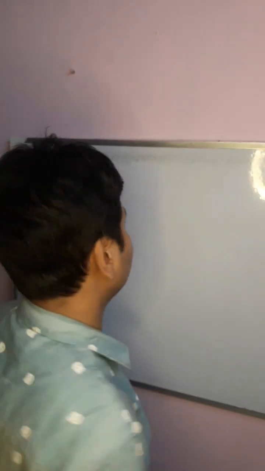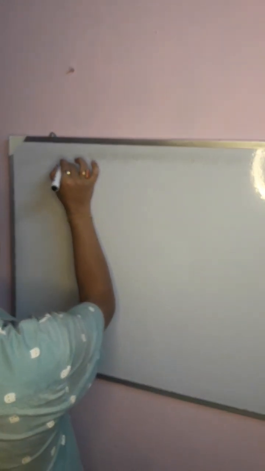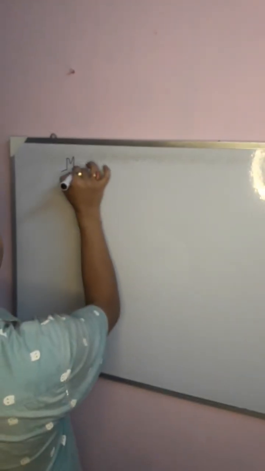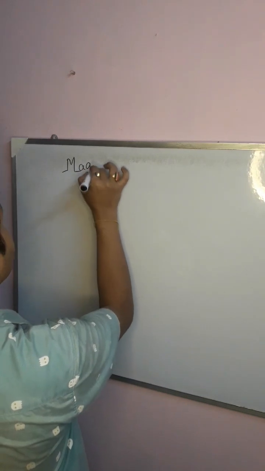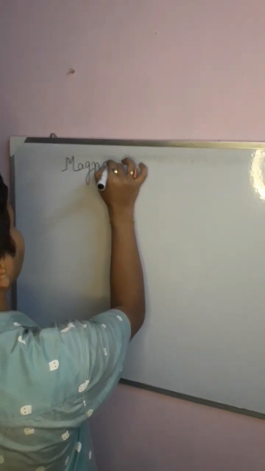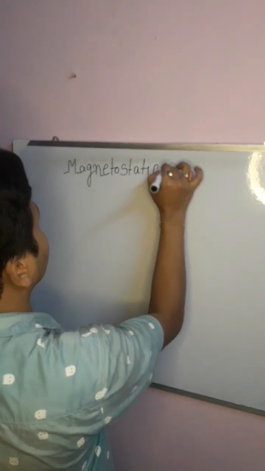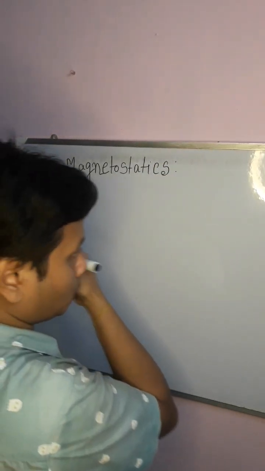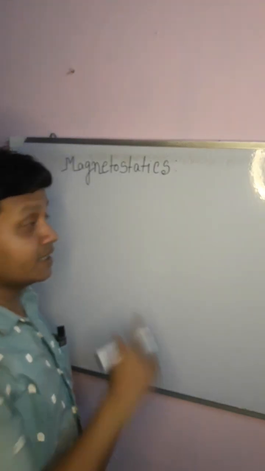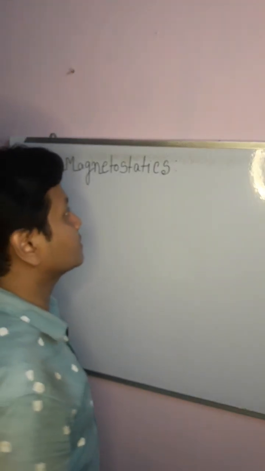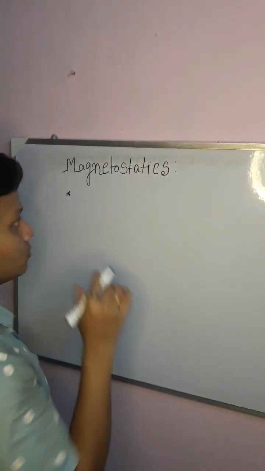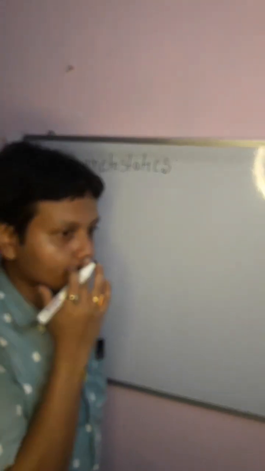Now in today's lecture I am going to start a new portion, that is the electricity and magnetism portion. The first chapter of today's lecture is magnetostatics. So this is the first chapter of the magnetism portion. Today we will discuss some basic terms: magnetic field, magnetic induction field.